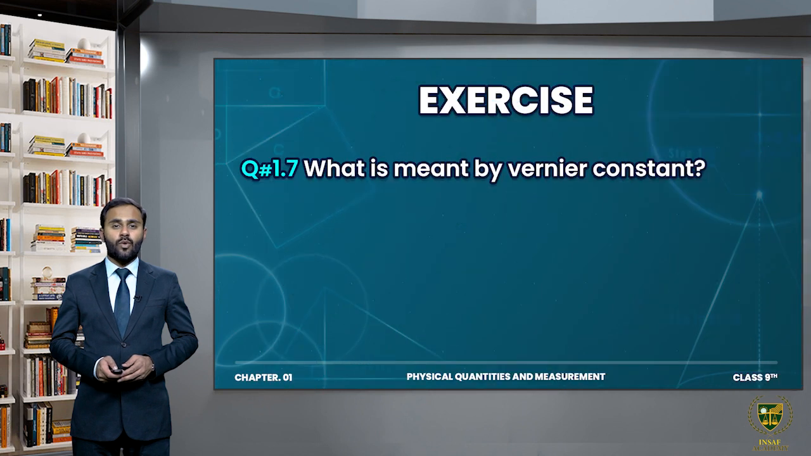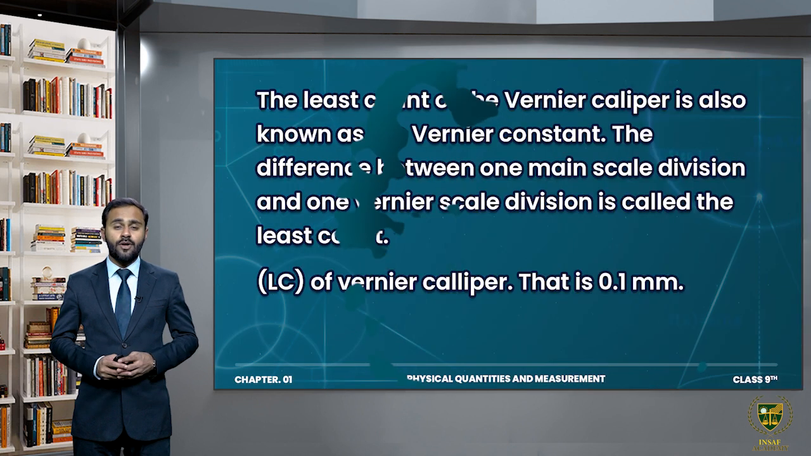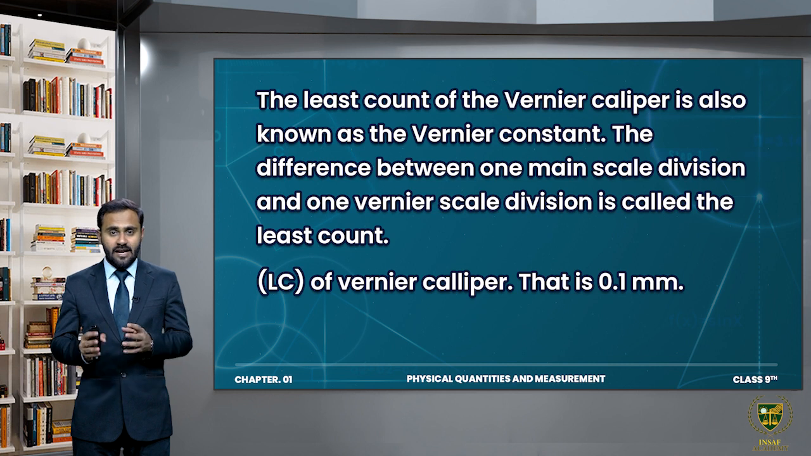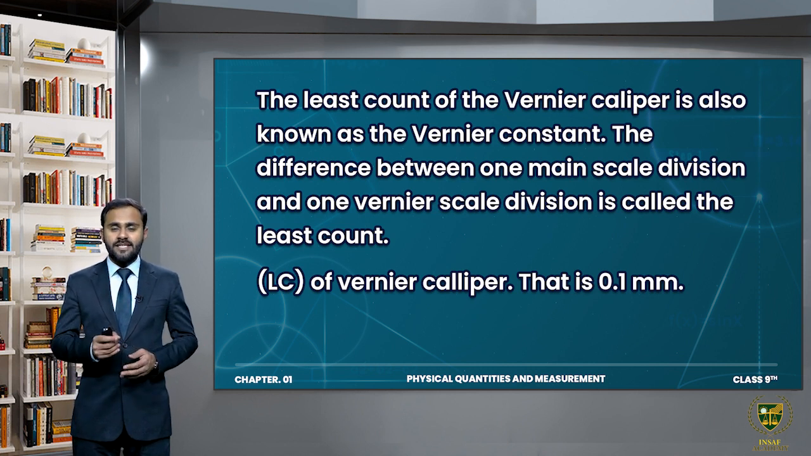Now the next question 1.7, what is meant by vernier constant? The least count of vernier caliper is also called vernier constant. So, जो vernier caliper का least count है, उसी को आप vernier constant भी कहते हैं. But this is not the appropriate answer. हमें ये भी define करना है कि least count of vernier caliper है क्या. So, the least count of vernier caliper can be defined as the difference between one main scale division and one vernier scale division, and that is 0.1 millimeter.